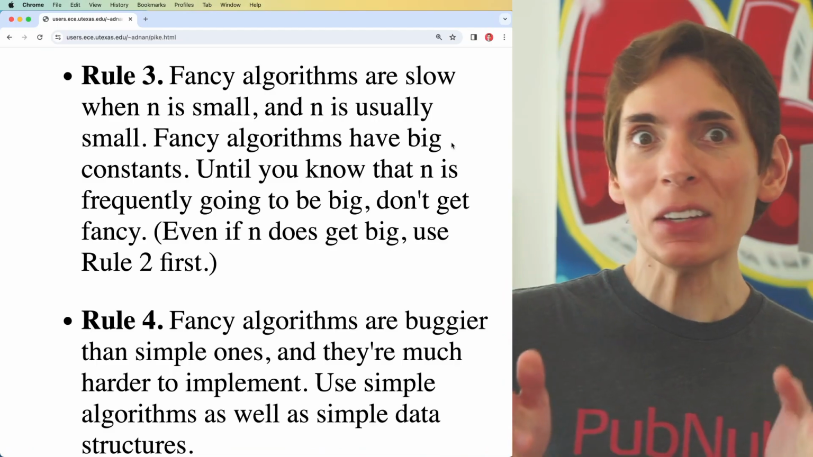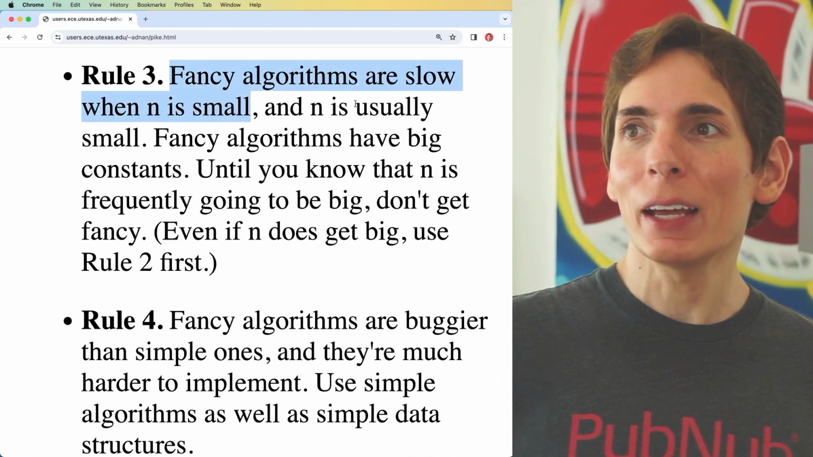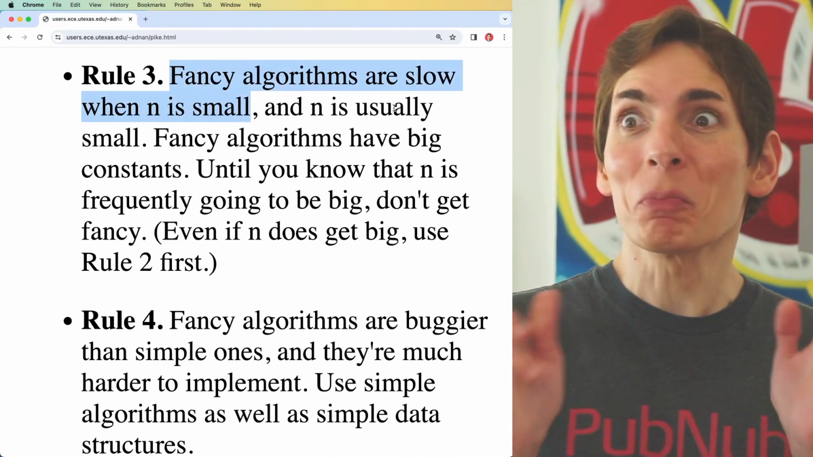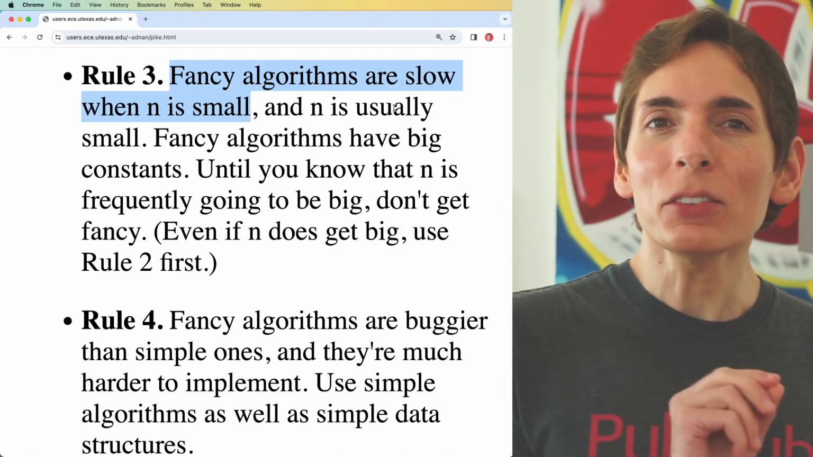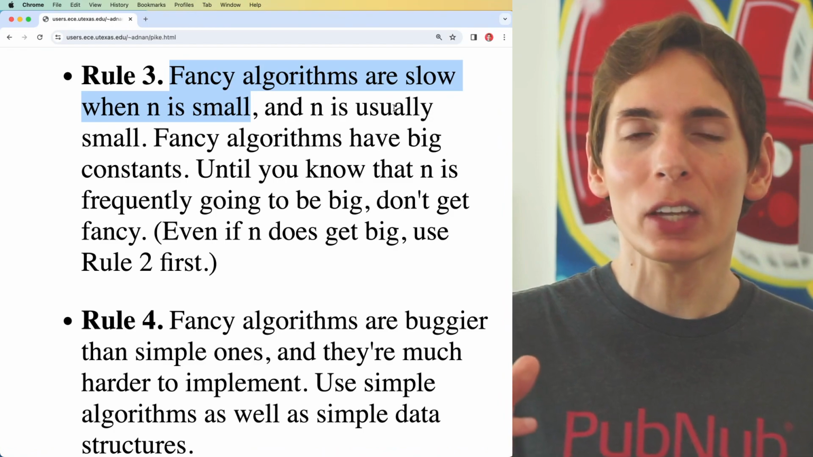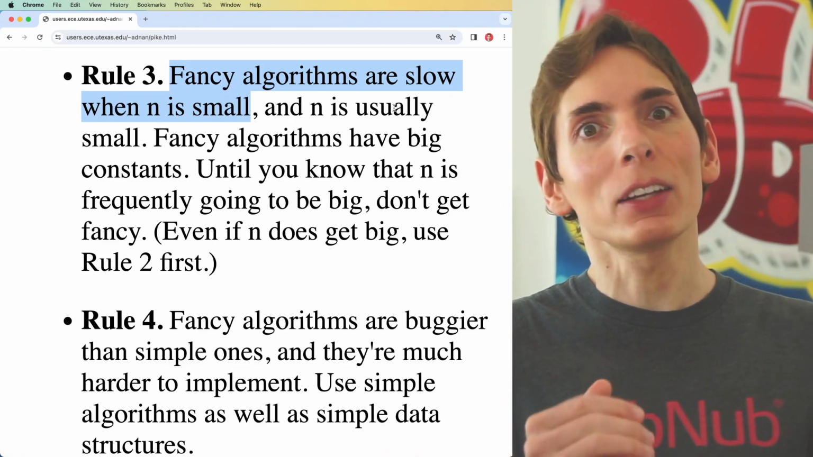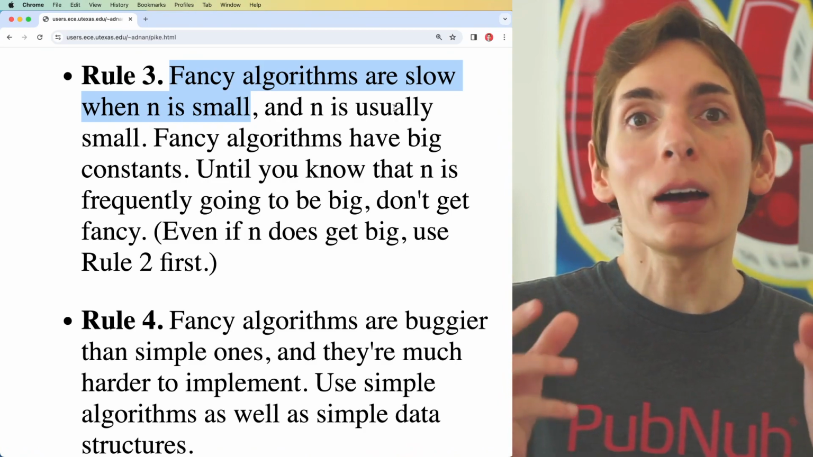Rule number 3 out of the 5 rules of programming is talking about algorithms, and the fancy algorithms are usually slow when n is small, and n is usually small under most conditions. What this means is kind of interesting, difficult to interpret, is that you can have these advanced algorithms that are really powerful and highly beneficial at high scale when n is big. You will have that opportunity.